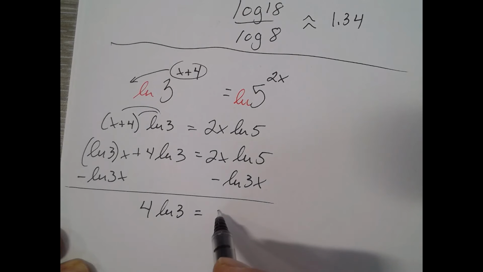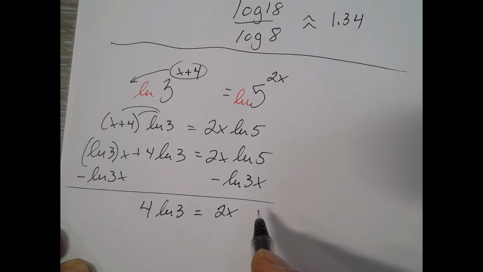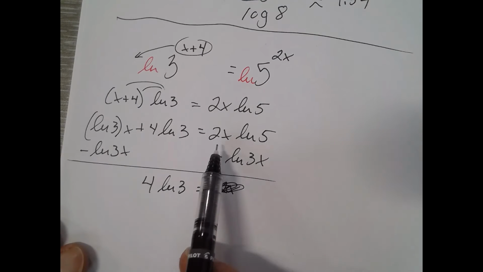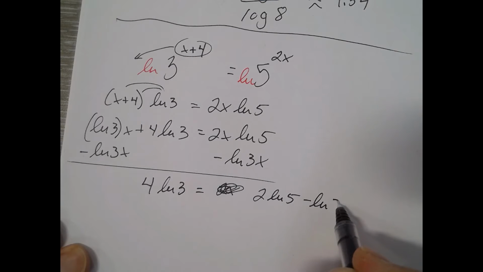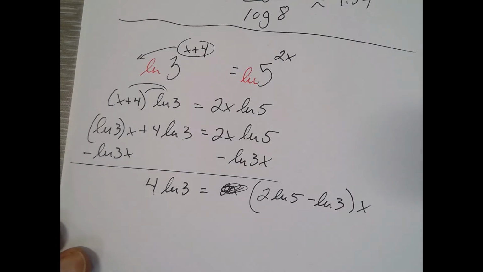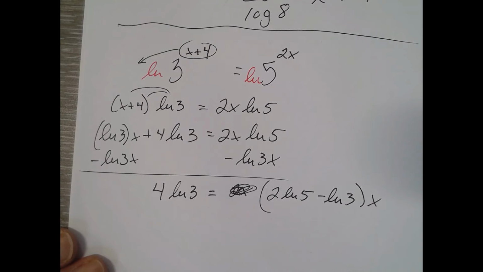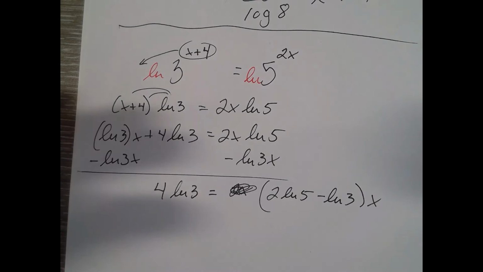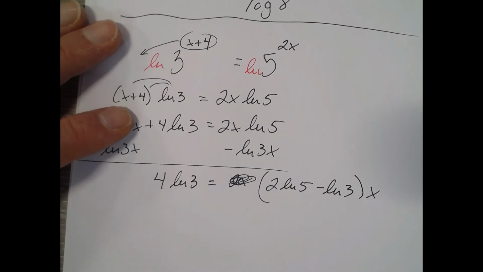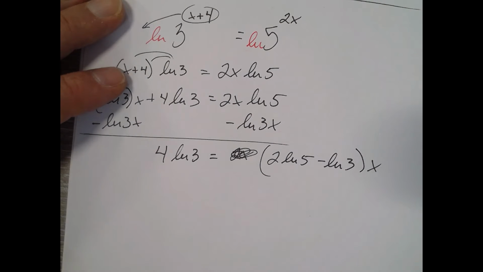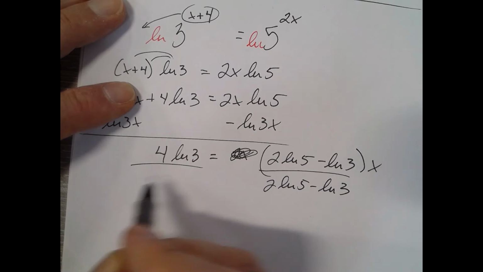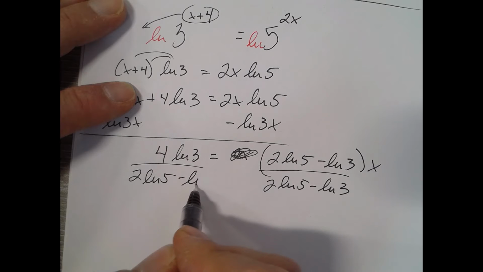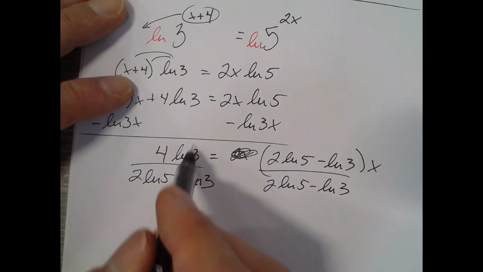Alright, what do I have here? 2x. Well, how many x's do I have? I have 2 natural log of 5 minus natural log of 3 x's. It's like that coefficient minus that coefficient. And what's my last step? Divide. Yep. Divide by how many x's we have. I think that most students will find it, like there's my exact answer.